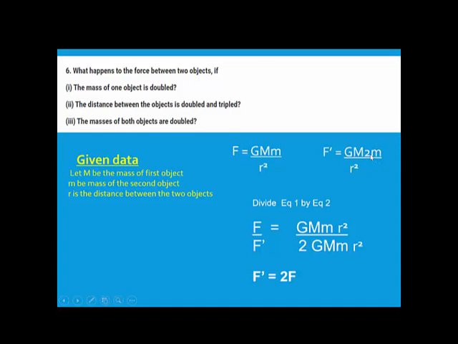Now all of you please try and solve it. I have written F dash is equal to 2F straight away, but if you solve it, you will also be getting the same thing.